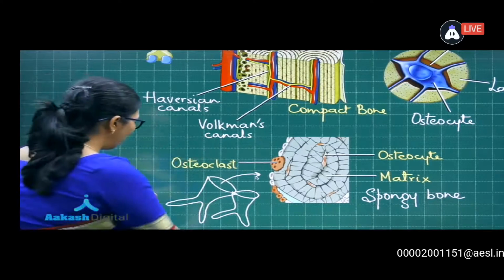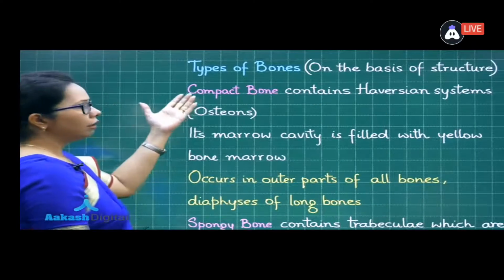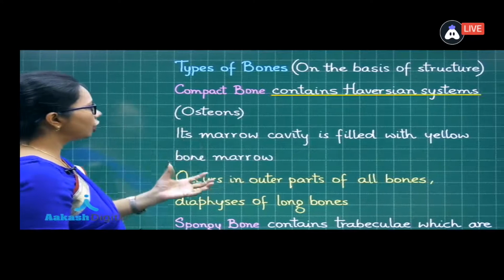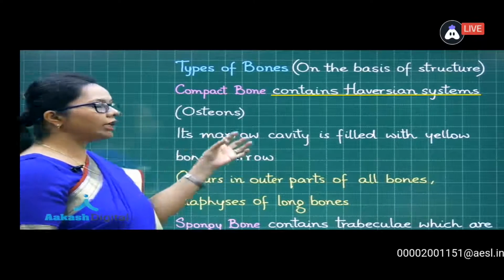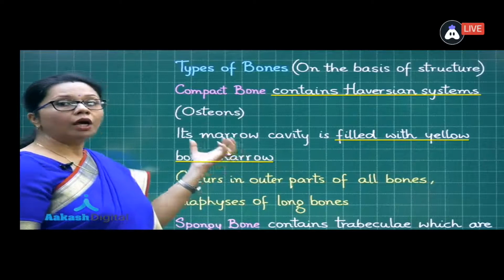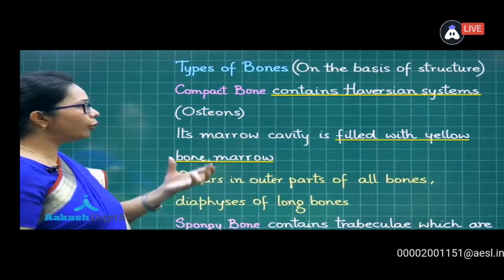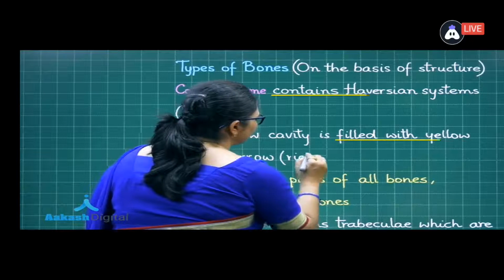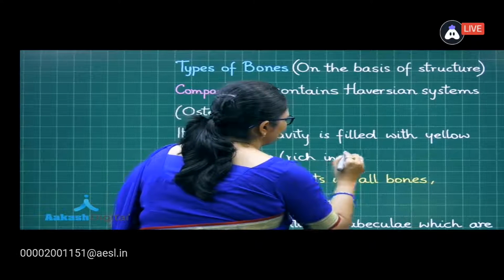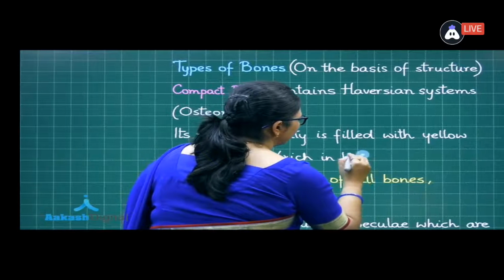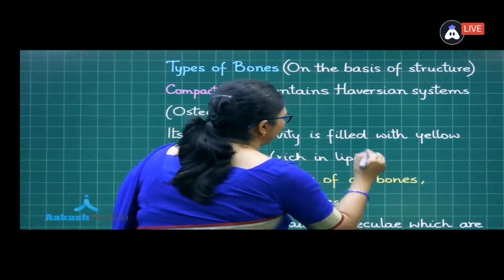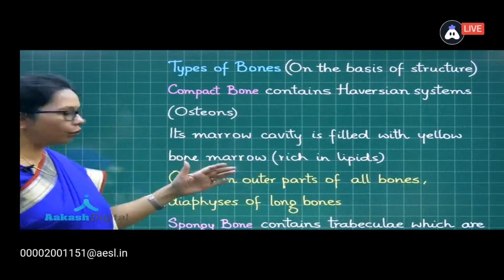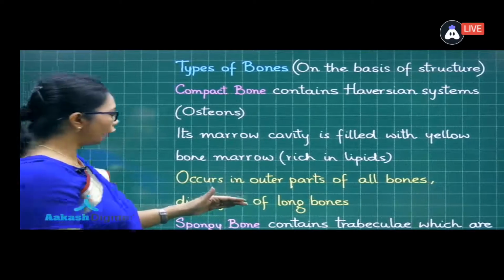Now the compact bone contains the Haversian systems or the osteons, and within it the marrow cavity is filled with yellow bone marrow in the adults, and this yellow bone marrow is rich in lipids. So where does it occur? In the outer parts of all bones and also in the diaphysis of long bones.